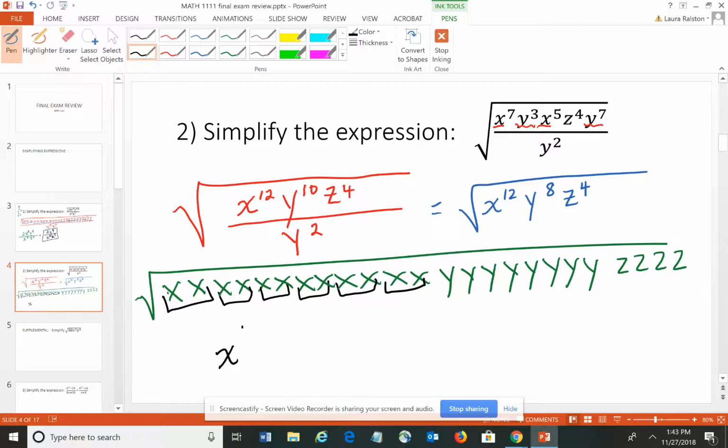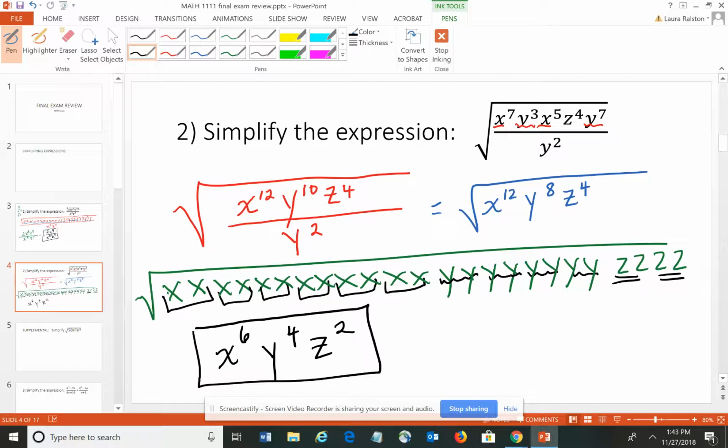So I have x to the 6th. I have 1, 2, 3, 4 pairs of y, so y to the 4th. And then I have 2 pairs of z, so z squared. So ultimately my answer is x to the 6th, y to the 4th, z squared.